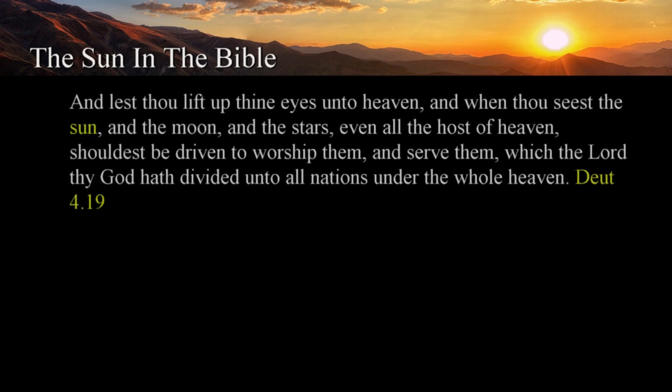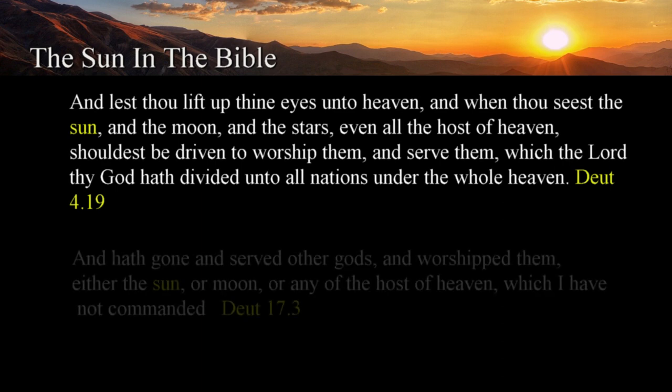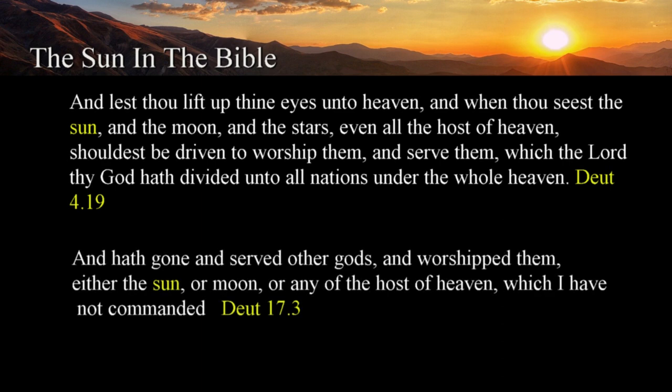God prohibited the worship of idols and specifically mentioned heavenly bodies. In Moses' farewell address to the children of Israel, recorded in the book of Deuteronomy, we see this stated several times. Moses warned against becoming like the pagans in Canaan, where they were going, and prohibited the worship of a variety of items. He specifically forbids worship of the sun in Deuteronomy 4:19, and includes this in a list of practices that were an abomination in Deuteronomy 17 and verse 3.